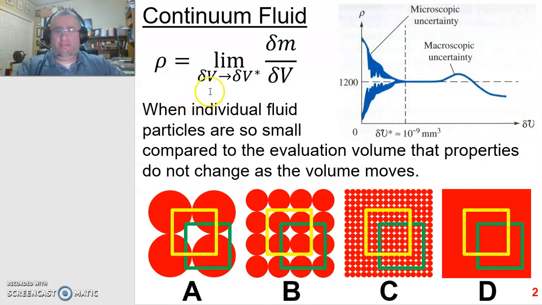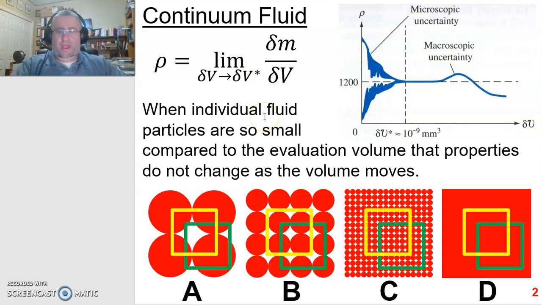It turns out that if you shrink this delta volume, this volume of interest, down small enough, you get to a point where you're not looking at a collection of particles. You're looking at just some particles, maybe one particle, heck, maybe even no particles if your volume is small enough, and all of a sudden this concept of density doesn't make sense anymore. That's where the continuum fluid breaks down. So we use delta V star. V star is the volume at which the continuum fluid assumption stops working correctly.